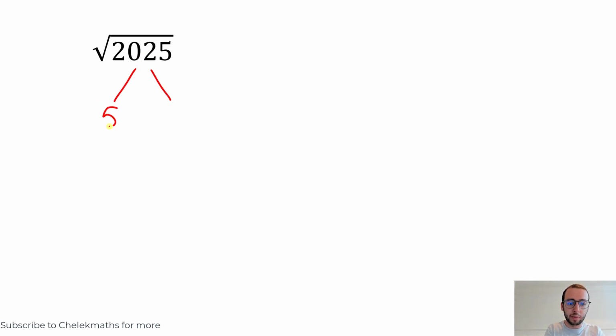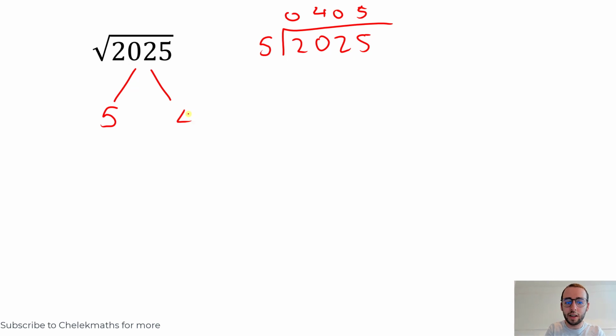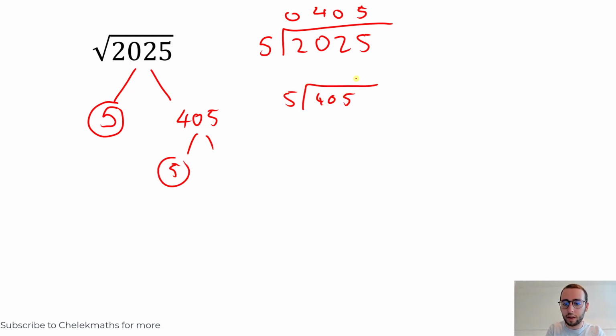this clearly divides by 5. And so we need to do, how many times does 5 go into 2025? 405. So we've got a 5 clearly. This also divides by 5, 5 into 405, 81. This is 9 times 9.